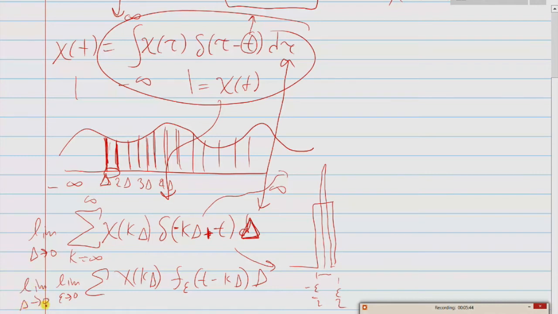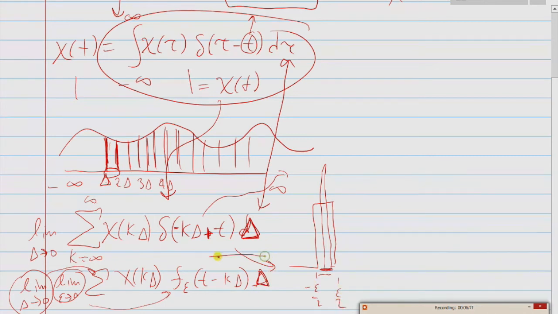So in this case I have two limits, one to represent the summation as an integral, so I can take the limit as this infinitesimal separation between the sample points goes to zero, so that I sample at a continuous time interval, and the second limit is the limit as this epsilon goes to 0 such that I form the Dirac delta function.